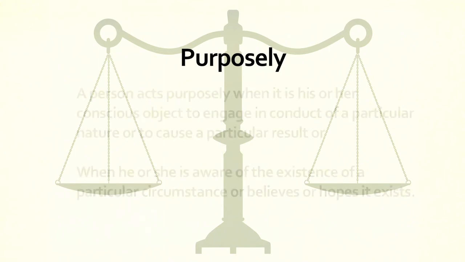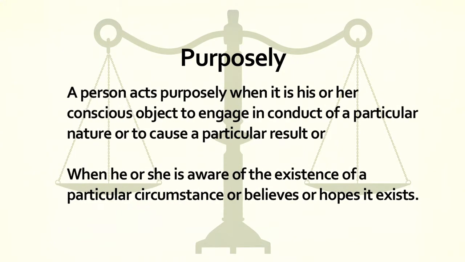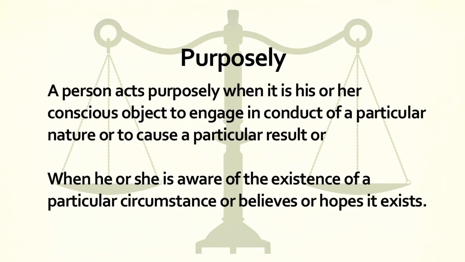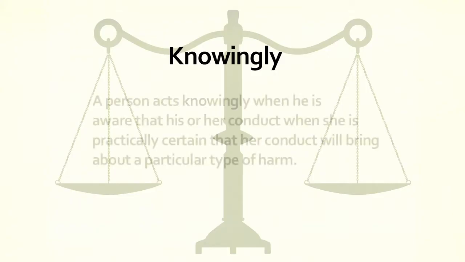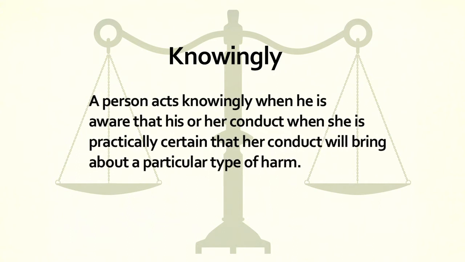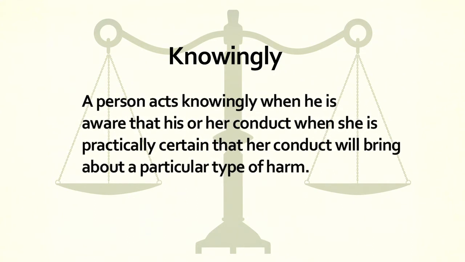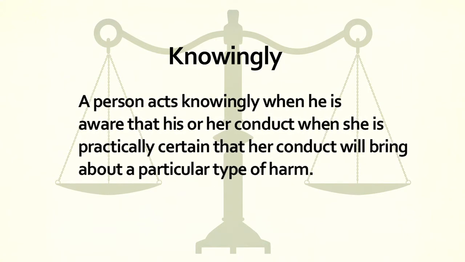Purposely means it's one's conscious objective to do that thing. So if I see someone across the way and I want to kill them and I pull out my gun and shoot, I'm acting purposely because it was my conscious objective to shoot and kill them. Knowingly is the next level of intent. Knowingly means acting with substantial certainty that the harm may result, but it's not necessarily the actor's conscious objective to do the harm. For example, if I shoot a gun into a circus tent, I may not necessarily want anyone to die, but I'm pretty darn certain somebody will.